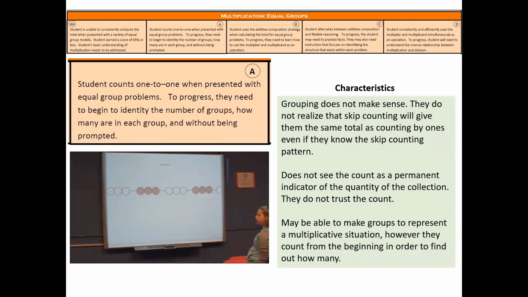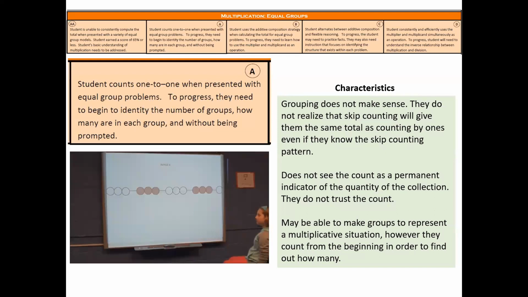They do not realize that skip counting will give them the same total as counting by ones, even if they know the skip counting pattern. Again, most kids can skip count by 2s, 5s, and 10s. And even when they were given ones that had 2s, 5s, or 10s, they still counted by ones. Does not see the count as a permanent indicator of the quantity of the collection. They do not trust the count.